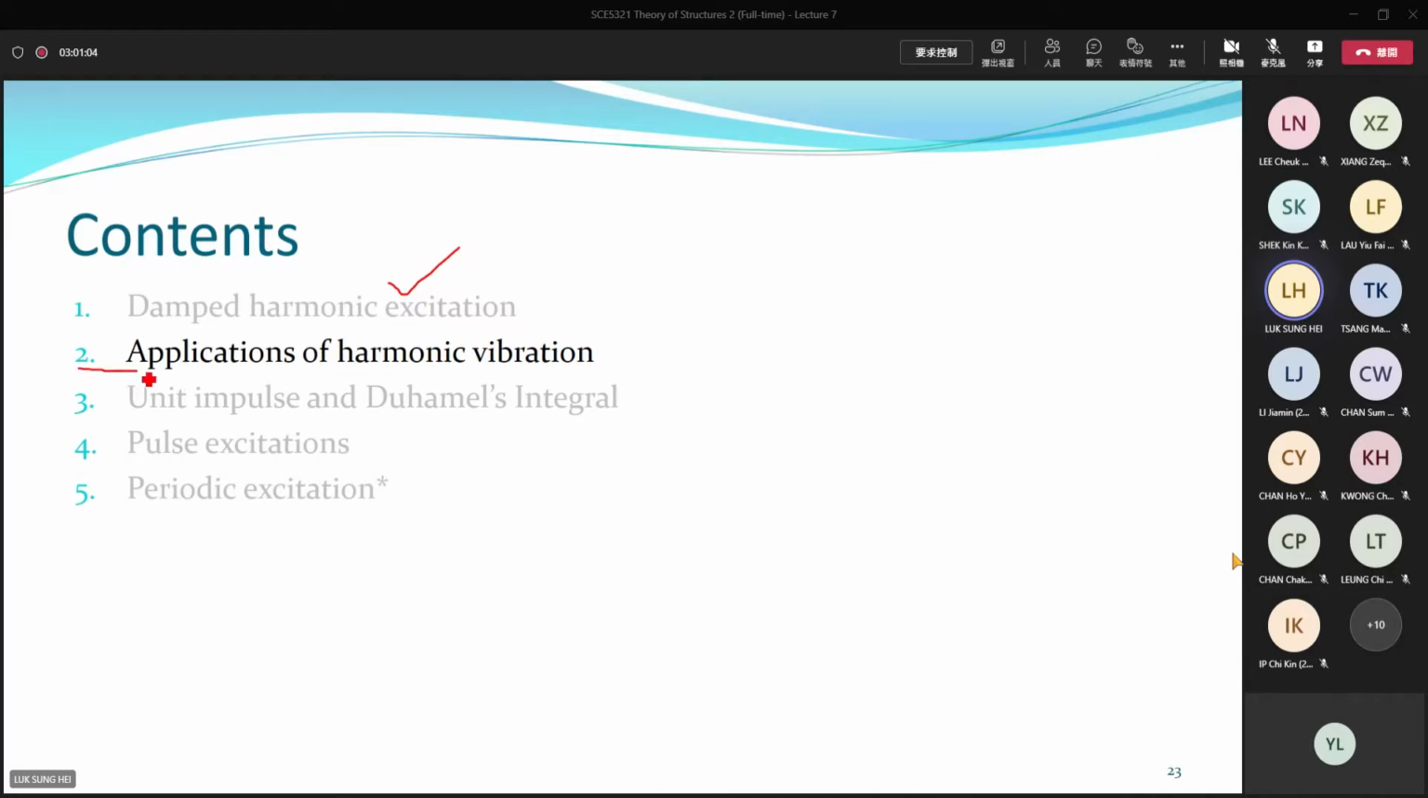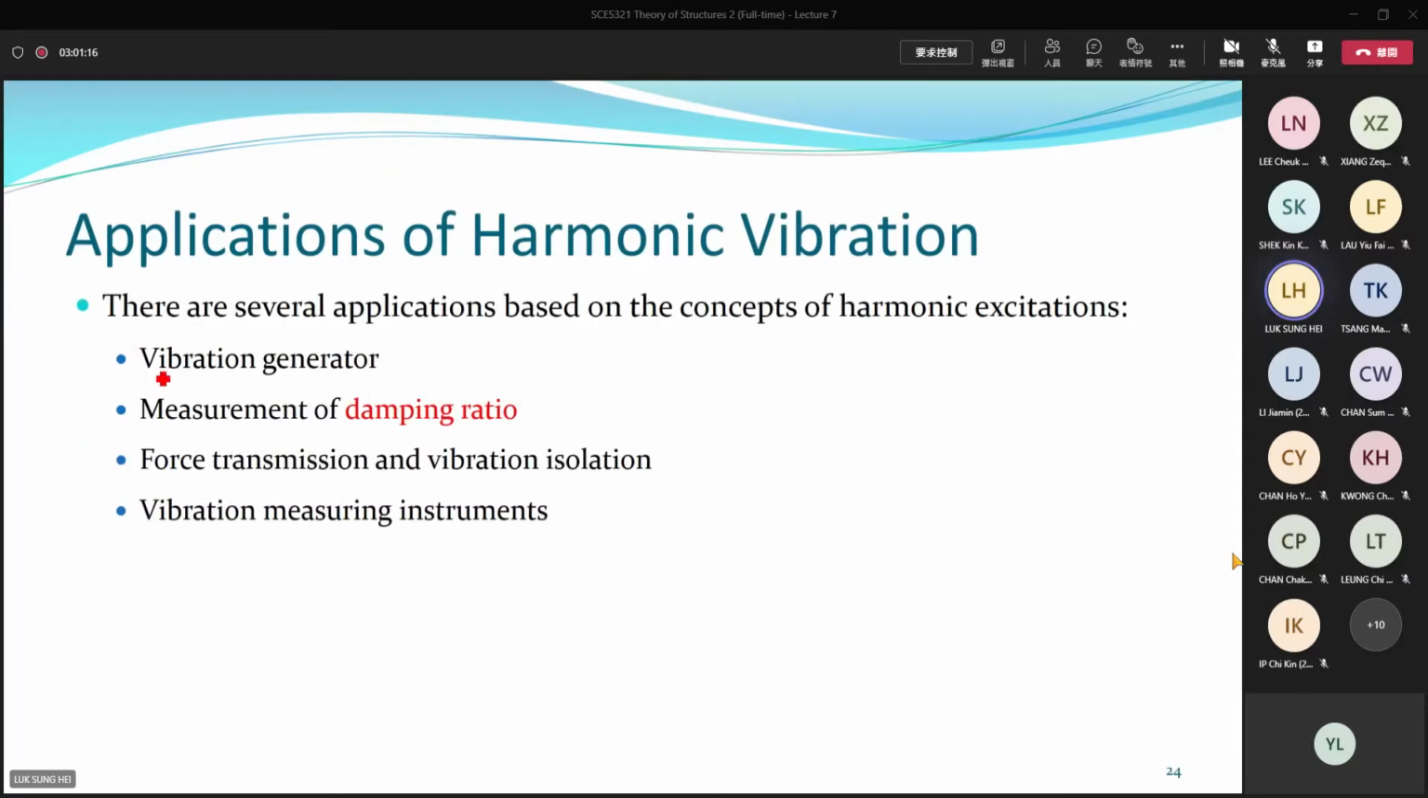In this session, session 2, we will discuss a few examples of how we can apply our results to daily applications. There are totally 4 applications that we will go through using the concept of harmonic excitations. The first one is the harmonic vibration generator. The second one is measuring damping ratios. The third one is force transmission. The last one is vibration measuring instruments. There are 4 applications.